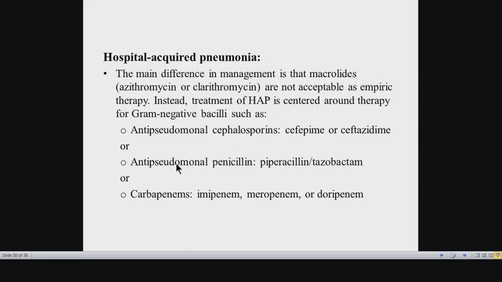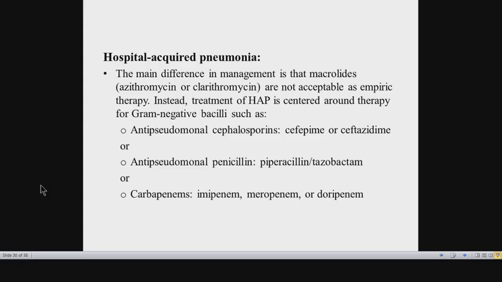All these three examples of anti-Pseudomonal antibiotics are beta-lactam antibiotics. Beta-lactam antibiotics can include penicillins, cephalosporins, and carbapenems. There are other anti-Pseudomonal antibiotics which are non-beta-lactam antibiotics. Non-beta-lactam anti-Pseudomonal antibiotics include aminoglycosides like gentamicin. Also, it includes fluoroquinolones like levofloxacin and moxifloxacin.